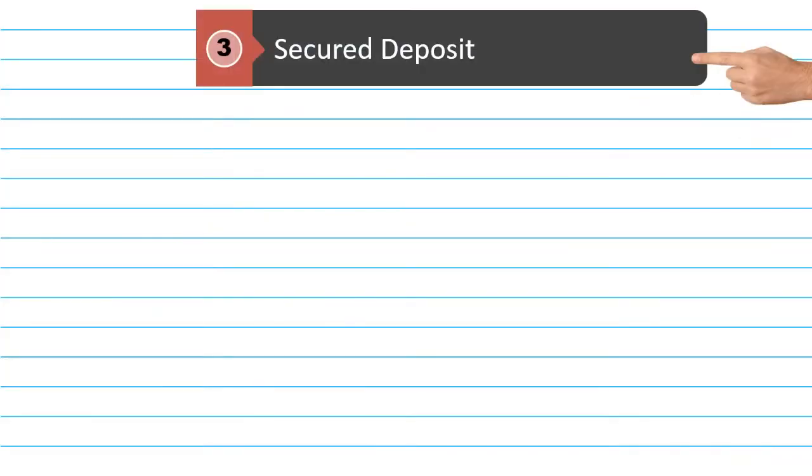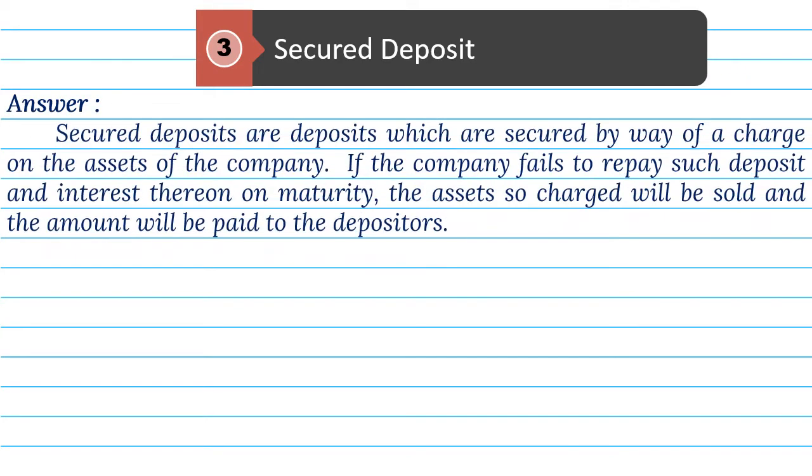3. Secured deposit. Answer. Secured deposits are deposits which are secured by way of a charge on the assets of the company. If the company fails to repay such deposit and interest thereon, on maturity, the assets so charged will be sold, and the amount will be paid to the depositors.